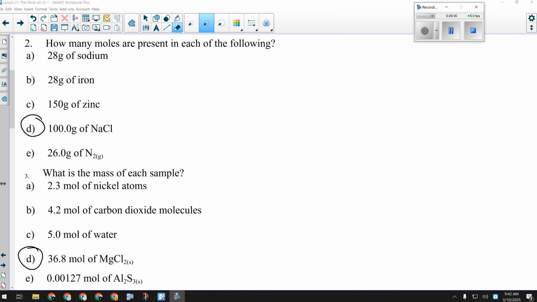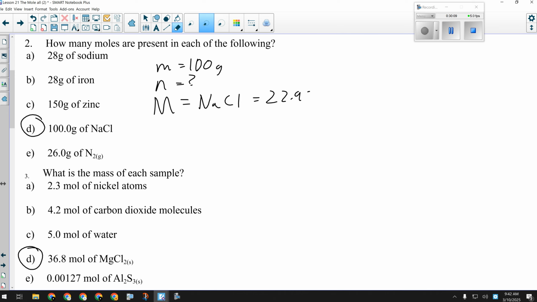All right, so for 2D, they tell me I have 100 grams, so they tell me what little m is. We're looking for the number of moles, so we're looking for n. And they tell me that it's N2. So how many nitrogen do I have? Oh, sorry, it's NaCl. That's why you guys are looking at me like that. Okay, NaCl. How many sodium do I have? 1. So 22.99. How many chlorine do I have? 35.45. Okay, so 54.44.